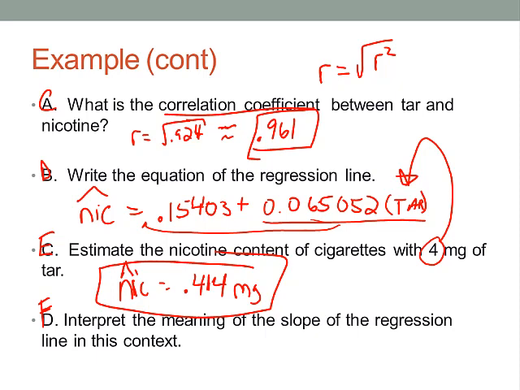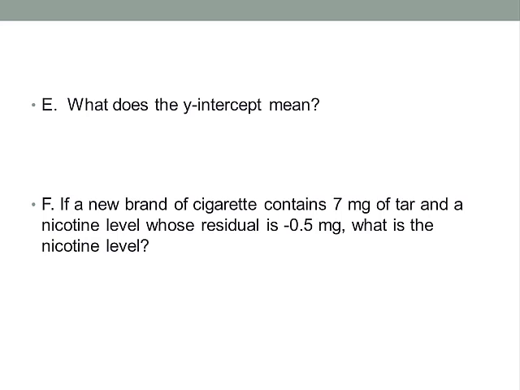Okay, part F, interpret the meaning of the slope of the regression line in this context. So here is the slope right here. So what does that number mean? For each additional milligram of tar, the model predicts an increase of about 0.065 milligrams of nicotine. I'll repeat it though. For each additional milligram of tar, the model predicts an increase of 0.065 milligrams of nicotine. Hopefully that makes sense. We've done that in earlier lessons. Part E, what does the y-intercept mean?